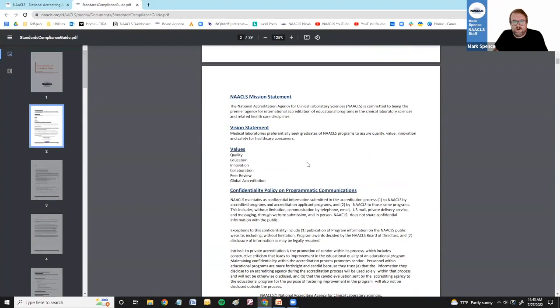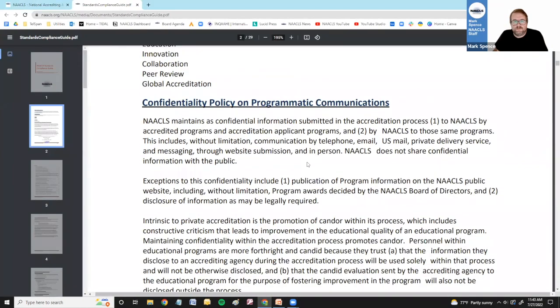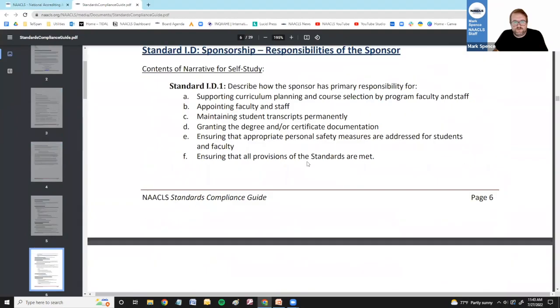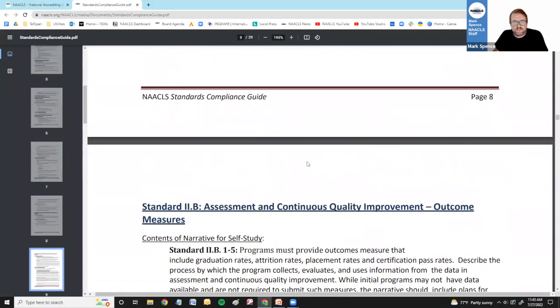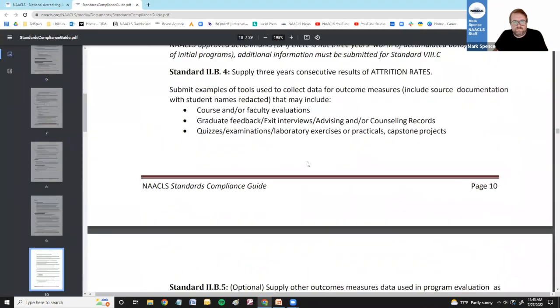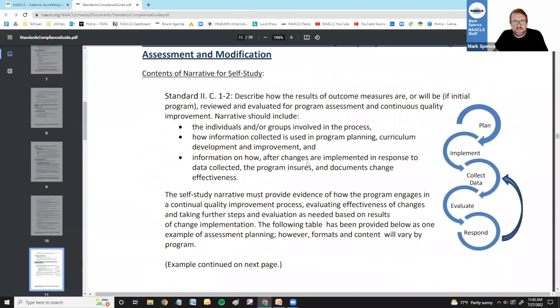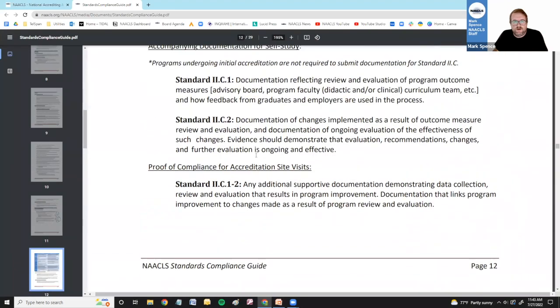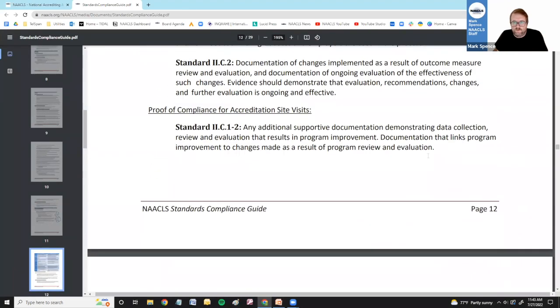So if you are new or haven't been into the Compliance Guide in a while, you will see, I have to scroll down because standard 1 is a lot of self-study documentation, but you will see under each standard, we have requirements for the self-study. And then we also have what we're looking for, so proof of documentation on the site visits. So we do try really hard to let you know what the expectations are.